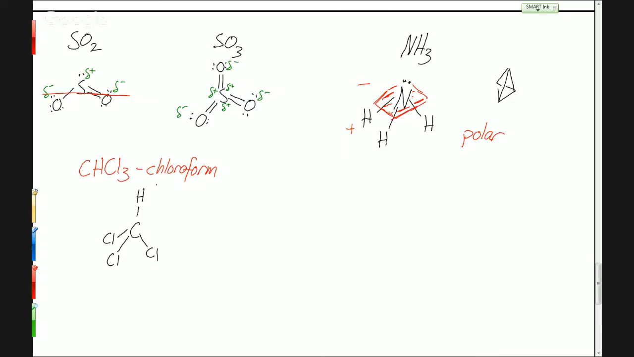Right. Carbon hydrogen is nonpolar. Did you just not draw the electrons around the Cl? Right. Yeah, there should be electrons around the Cl. There.